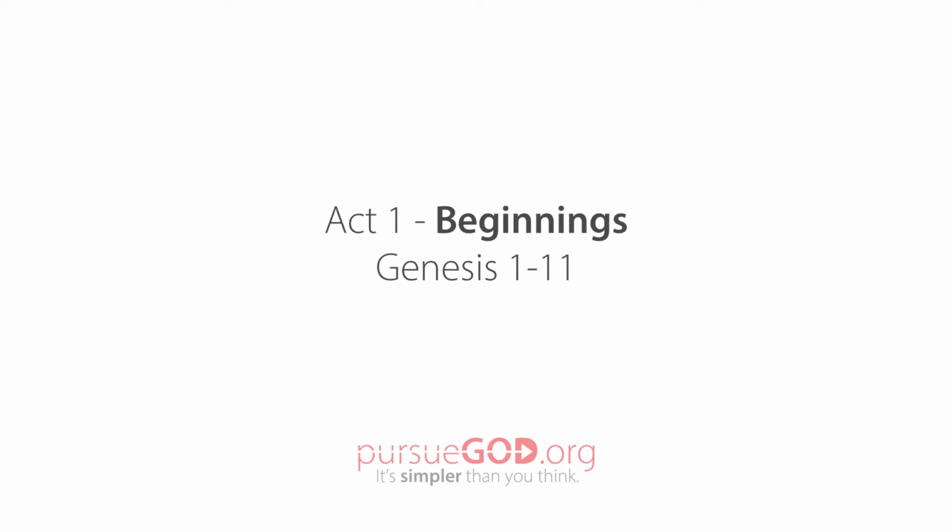Now, this whole first act of the Bible called Beginnings takes place in the book of Genesis, the first book of the Bible, in the first 11 chapters, Genesis 1 through 11. This is a relatively very small section of Scripture, but it contains a huge amount of the storyline. In future acts, we'll see they cover hundreds of chapters in the Bible, and Act 1 only covers 11 chapters.